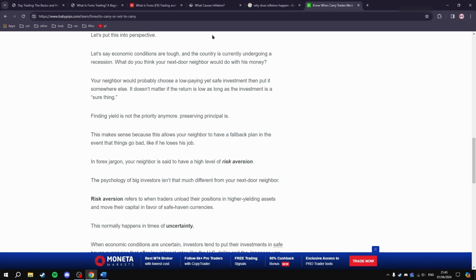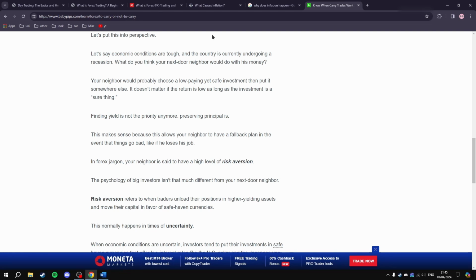It doesn't matter if the return is low as long as the investment is a sure thing. Finding yield is not the priority anymore. Preserving principal is. This makes sense because this allows your neighbour to have a fallback plan in the event that things go bad, like if he loses his job. In Forex jargon, your neighbour is said to have a high level of risk aversion.